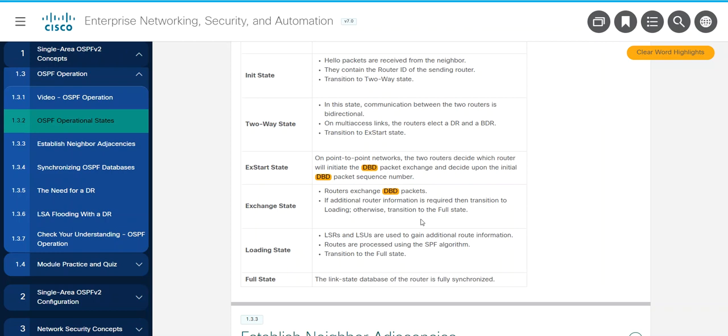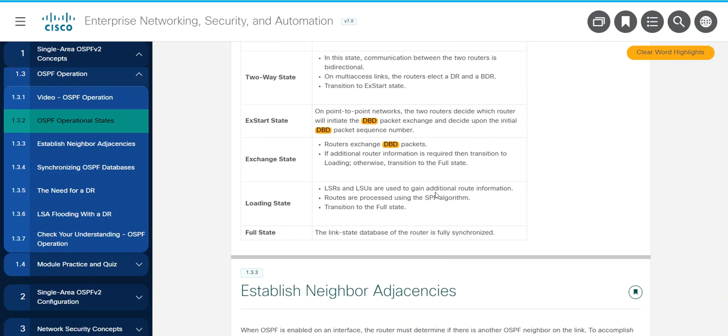In the exchange state, routers exchange the packets. And then if they need to send additional information, they can do that to transition to the full state. When they're at their loading state, the link state request and updates are used to get a little bit more information. Things start moving into that SPF algorithm that we looked at, and the state changes to the full state. The full state is where everything is synchronized and you get to that converged state that I was referring to earlier.